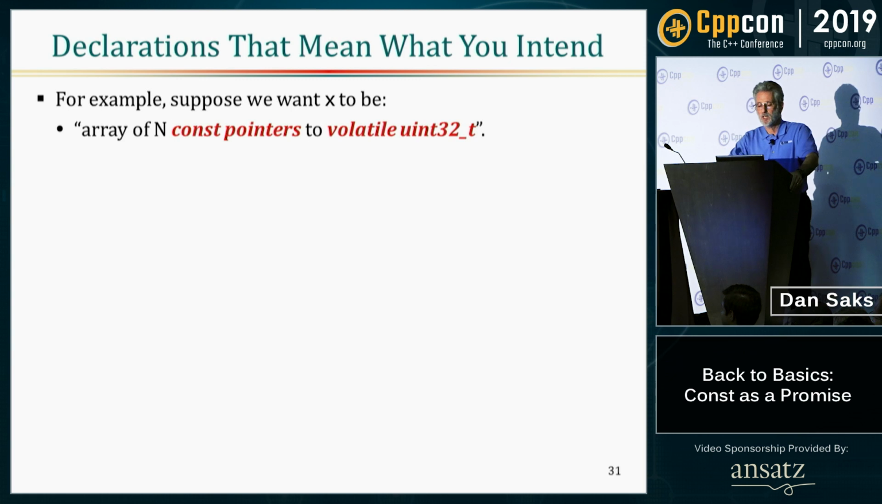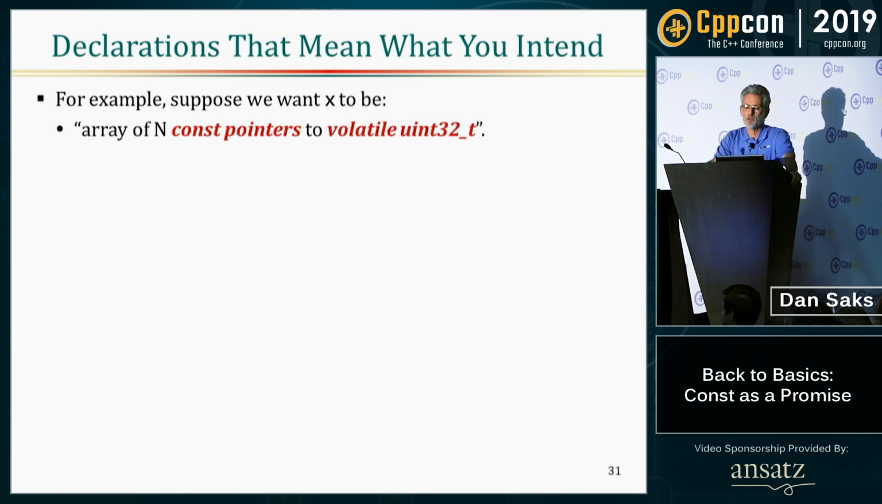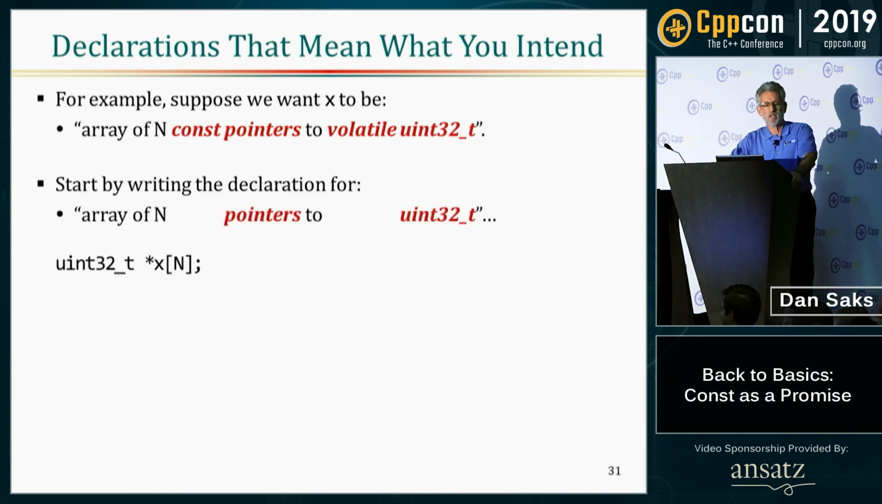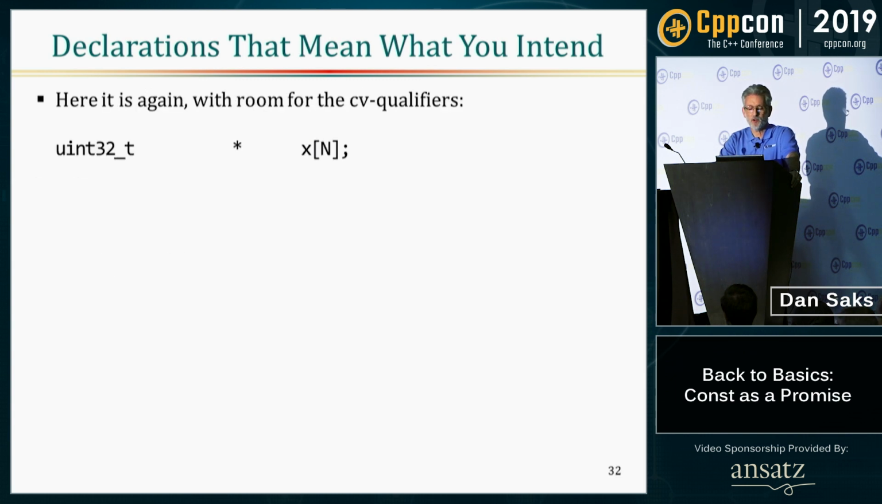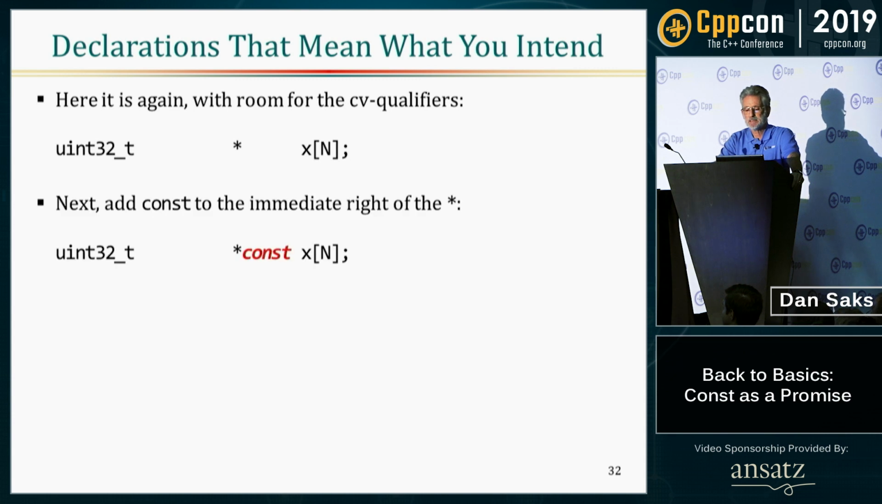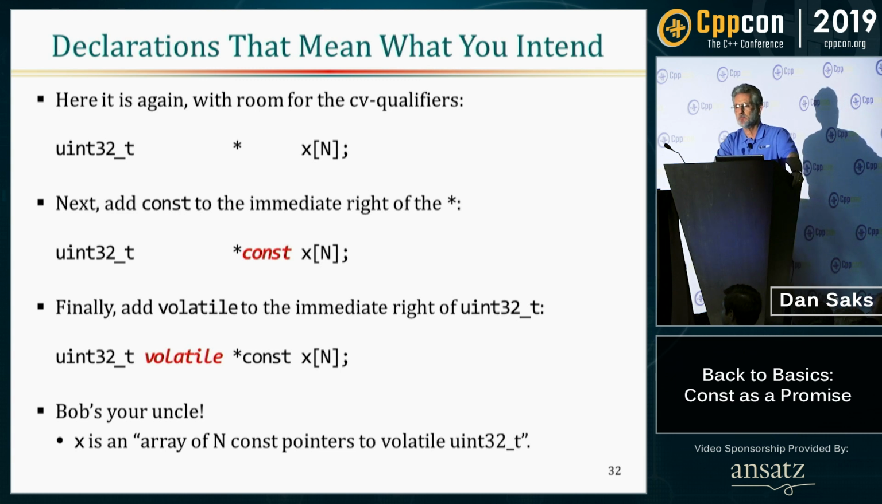Suppose what I want is an array of n const pointers to volatile uint32s. What you start out by doing is get rid of the const and the volatile. Just write an array of pointers to uint32s. That's it. Start there. Okay, now make a little space so that there's room for the const and volatile. And since I want the pointer to be const, I put the const to the immediate right. I want the uint32 to be volatile. I put the volatile to the immediate right. And as the Brits like to say, Bob's your uncle. You got it right.